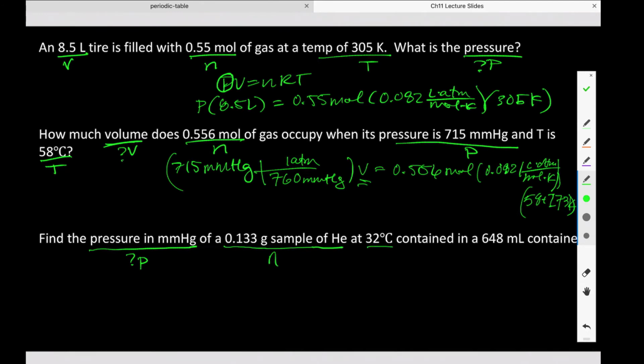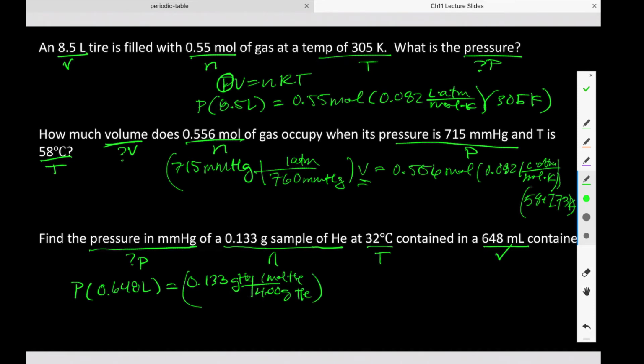In a 32 degrees container, which is our T, and 648 mL, which is our V, right? So we know that P times my volume, which is 648 mL, which is 0.648 liters, is equal to n, which is 0.133 grams of helium, times 4 grams per 1 mole of helium, times 0.0821 times 32 plus 273.15 Kelvin. Yes? All right, and then we would solve for P.